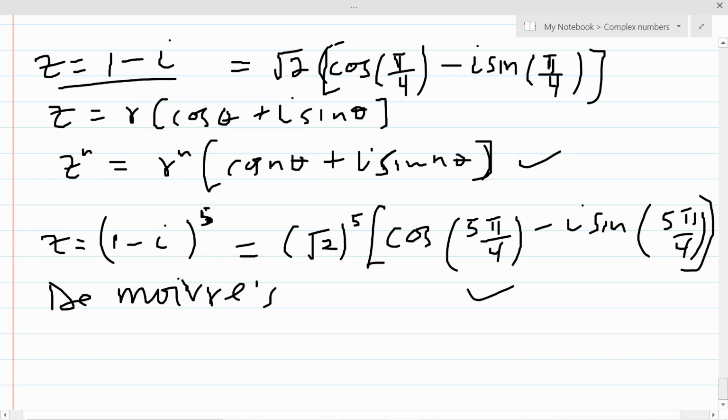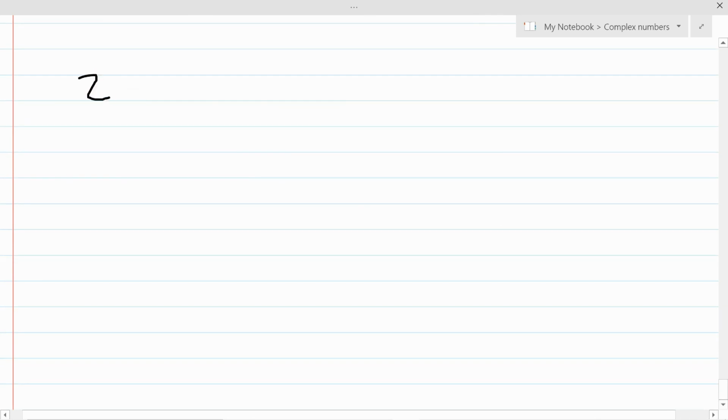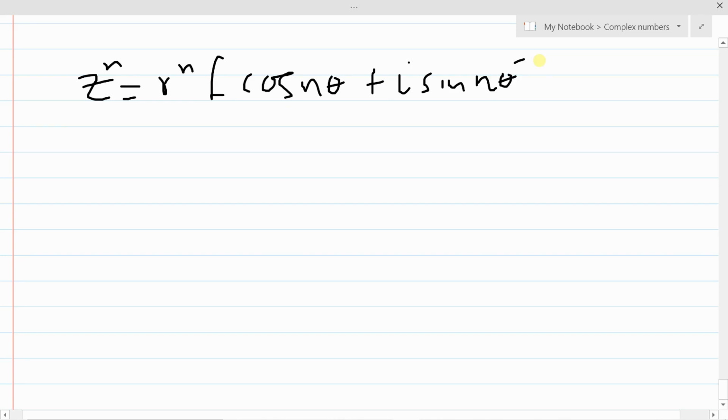So this is what we call the de Moivre theorem in complex numbers. Like we said, z to the power n is always equal to r to the power n, then cos n theta plus i sine n theta.